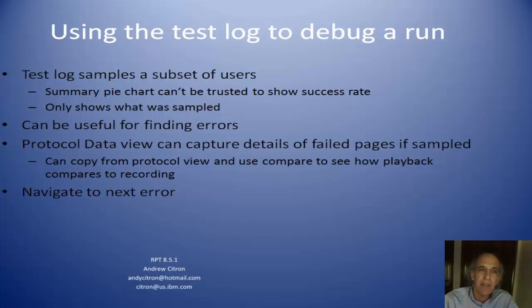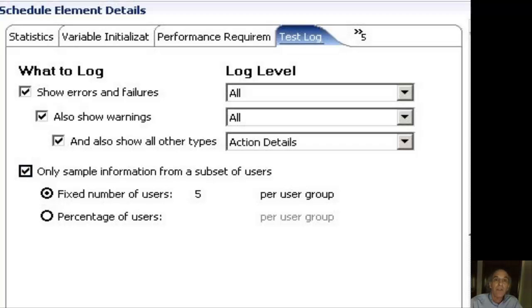And when you're looking at the test log, you can look at the protocol data view, and it shows you the details of pages that have failed if they're sampled. And you can use the compare function, which is very useful. And then I'll show you a quick shortcut on how to navigate and only look at the errors. First, let me take a look at the test log settings.